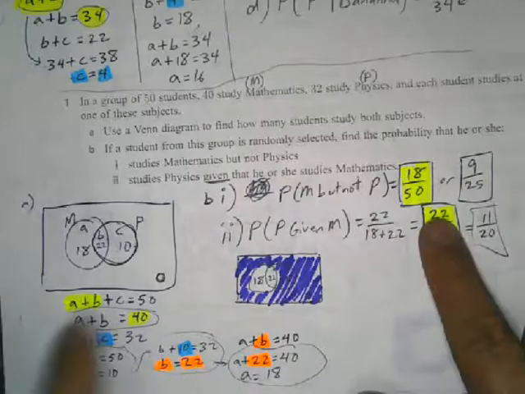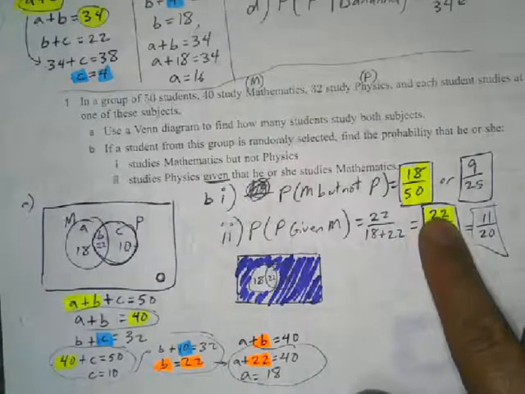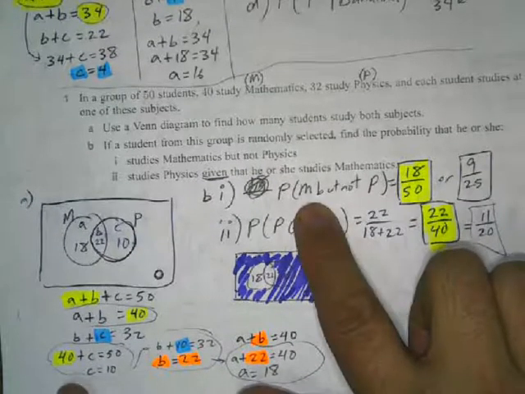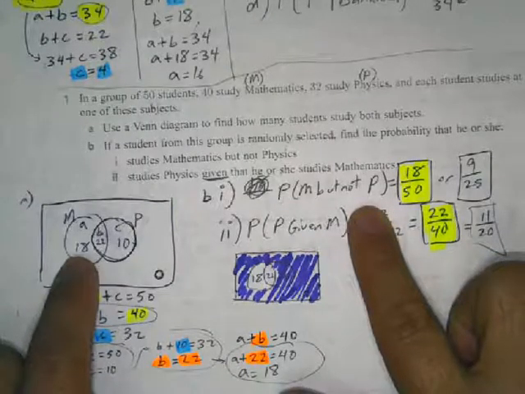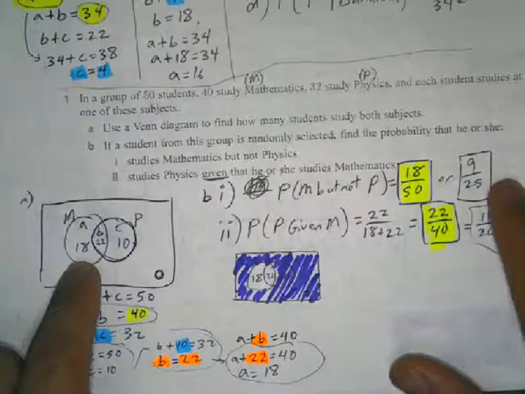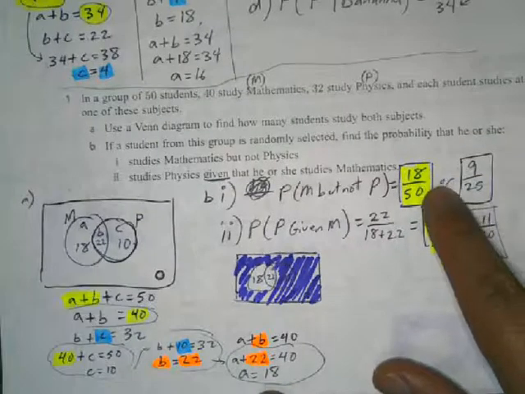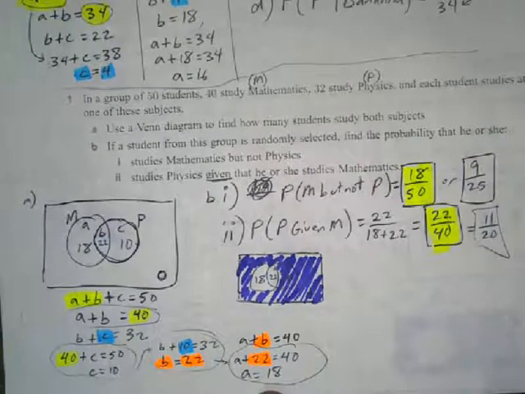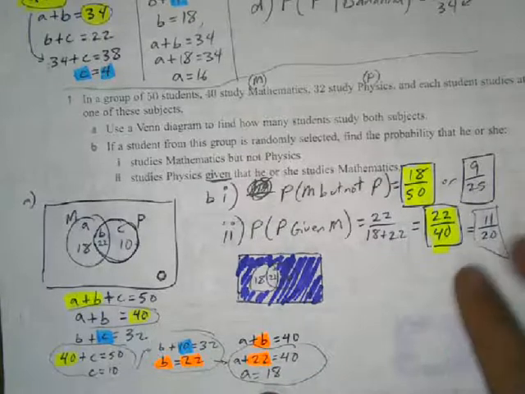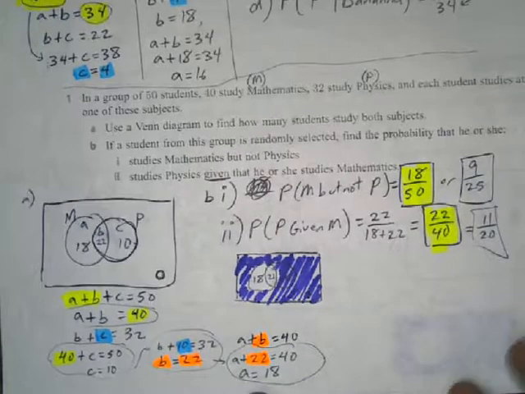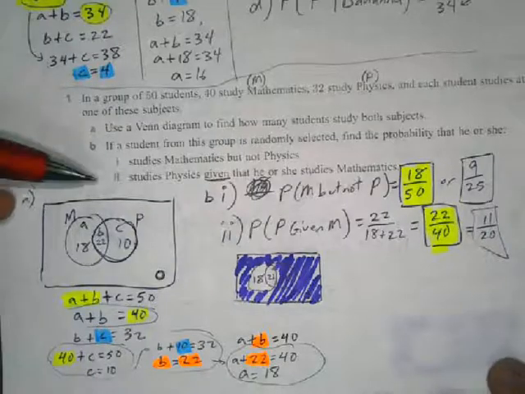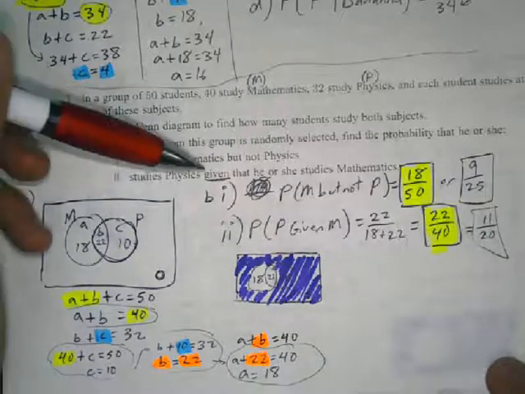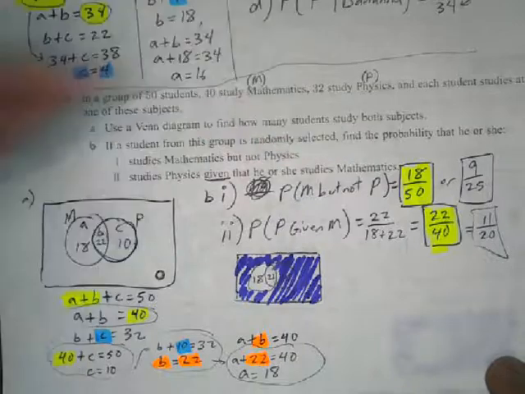Okay, so we've got 50 students total, and studies math but not physics, so it's going to be this outside region, not physics studying. So 18 over 50. Okay, it's okay if you don't simplify the fraction, as long as you understand the idea, that's fine. Question II. Studies physics given that he or she studies mathematics.